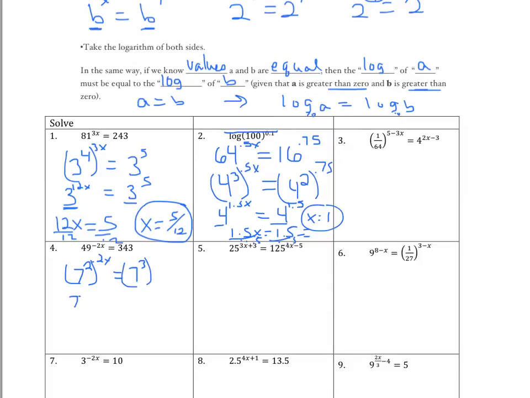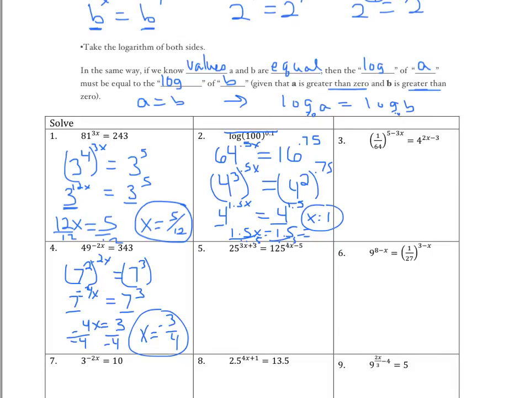7, 2 times negative 2 is negative 4x. And then we have 7 cubed. So this is a negative 4x. The bases are the same, so negative 4x equals 3. Exponents set equal. Divide by negative 4, and I get x equals negative 3/4. Go ahead, pause the video, try number 5.